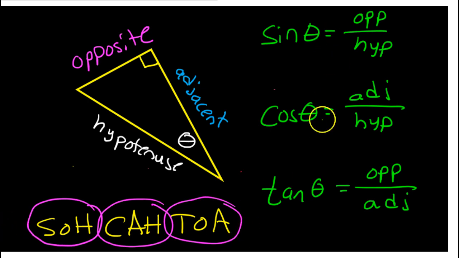And of course, that is the three definitions squeezed into one funny sounding word, where SO stands for sine is opposite over hypotenuse, CA, that's cosine, is adjacent over hypotenuse, and TOA, tangent, is opposite over adjacent. So if you can remember SOHCAHTOA, then you can remember all of your definitions.